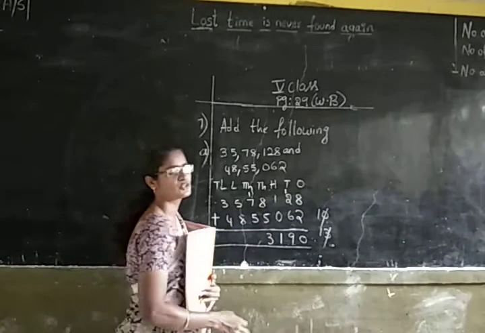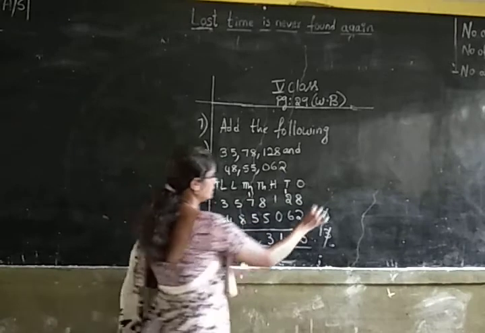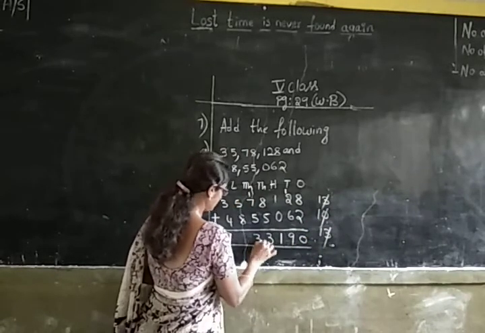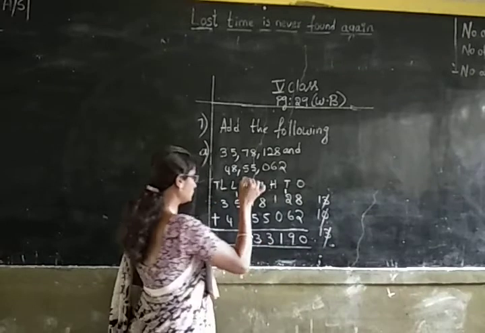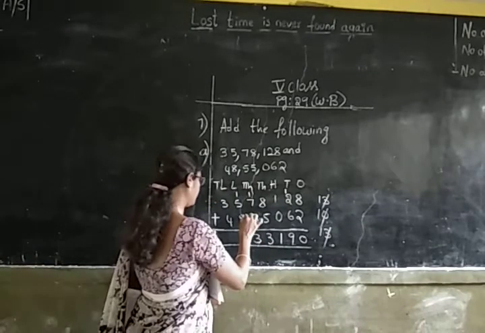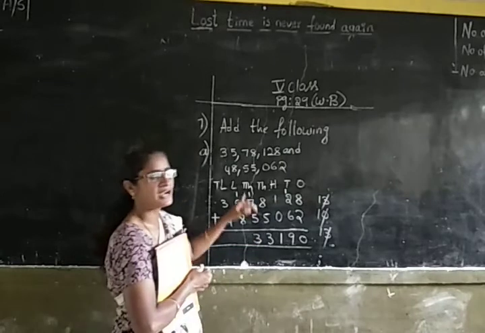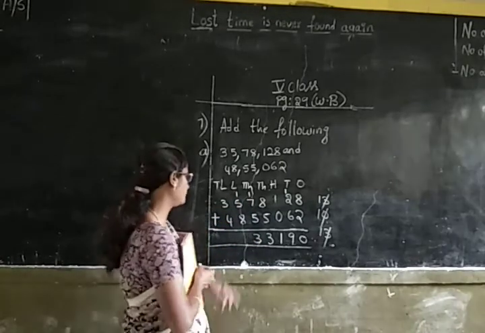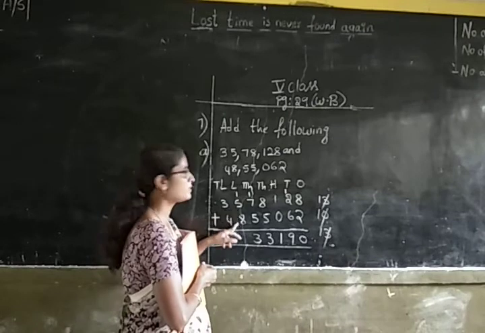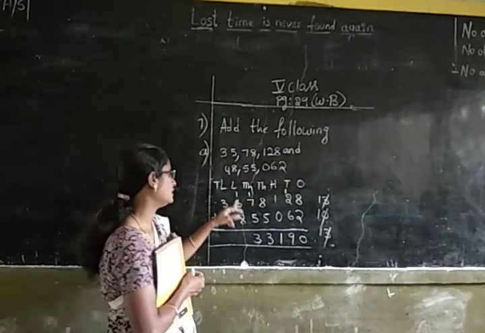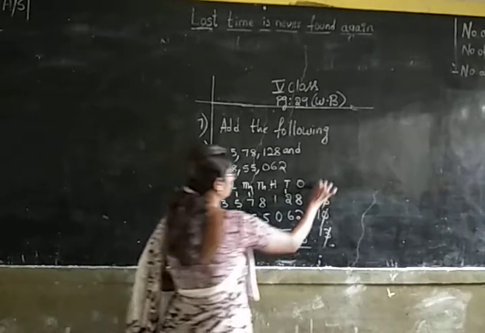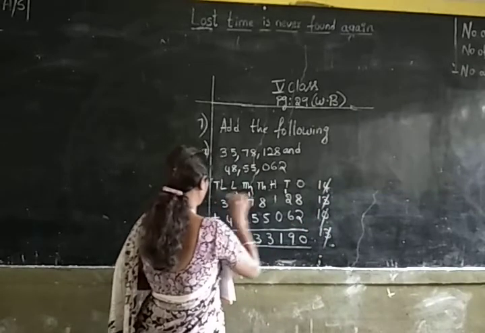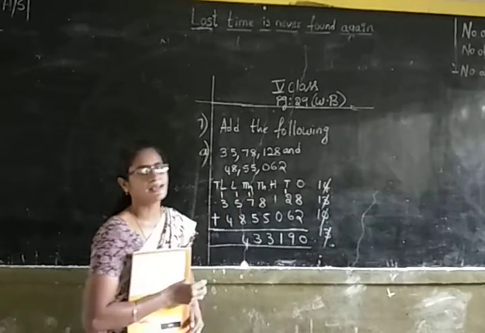After adding the numbers in thousands place, you have to add the numbers in 10,000s place. 7 plus 5 is 12 and 12 plus 1 is 13. You have to put 3 in 10,000s place and carry 1 to the lakhs place. After adding the numbers in 10,000s place, you have to add the numbers in lakhs place. 8 plus 5 is 13. 13 plus 1 is 14. So you have to put 4 in lakhs place and carry 1 to the 10 lakhs place.